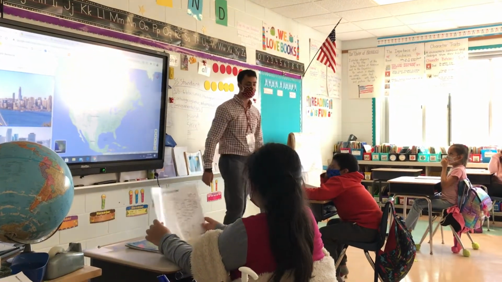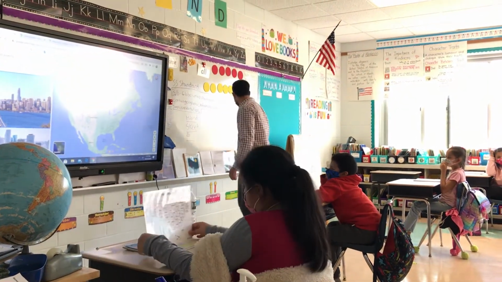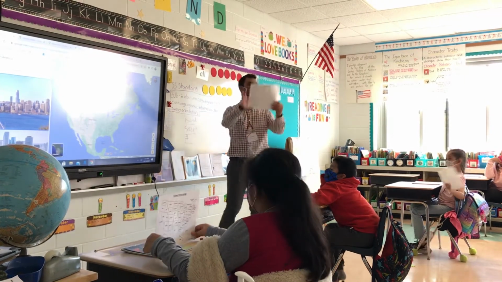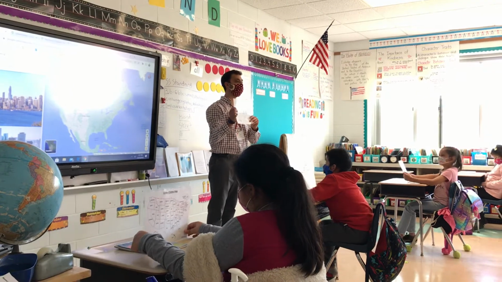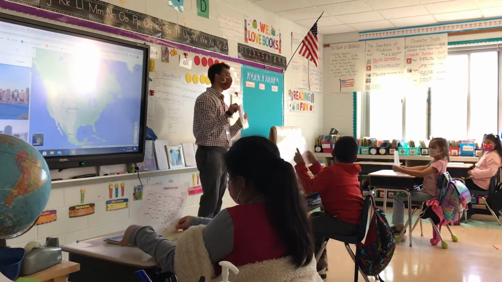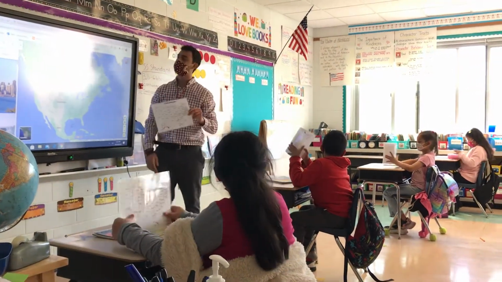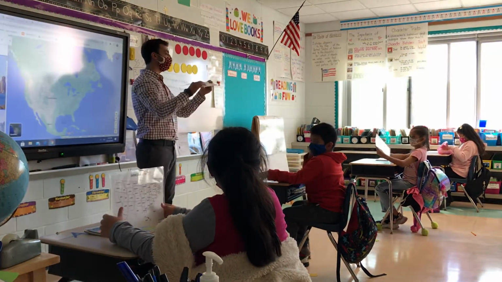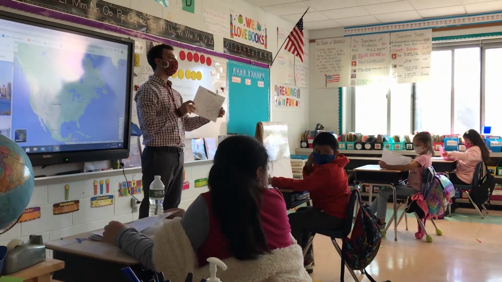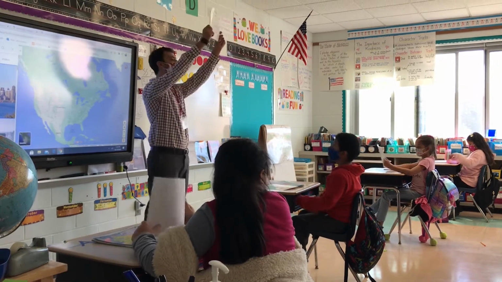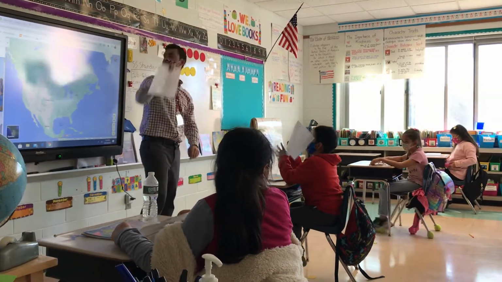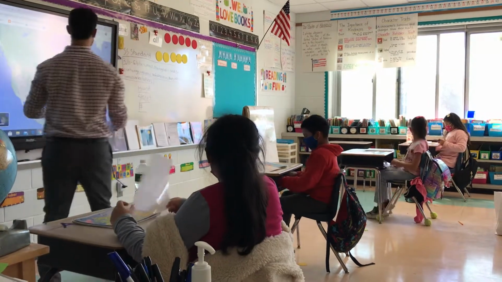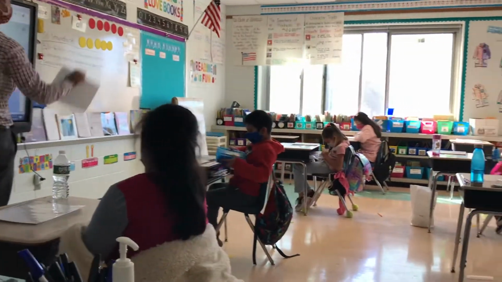Okay, so what you're going to do is take a look at this page. Look at your map. Everybody take out a dry erase marker, please. Once you have it out, I want you to circle and hold up like this. Show me where New York is. Circle where New York is on the map of the United States.